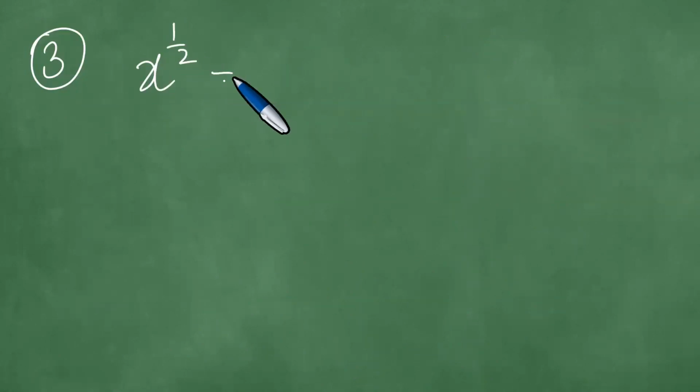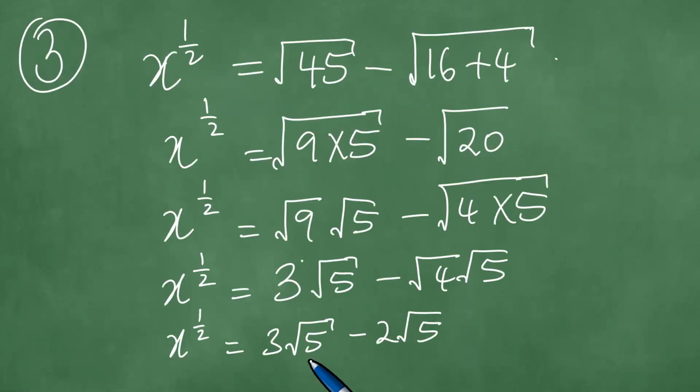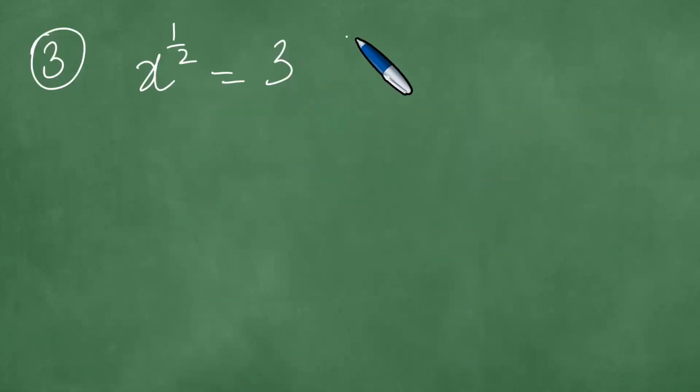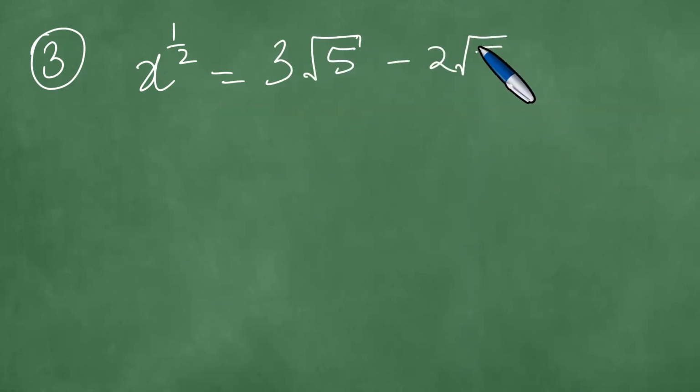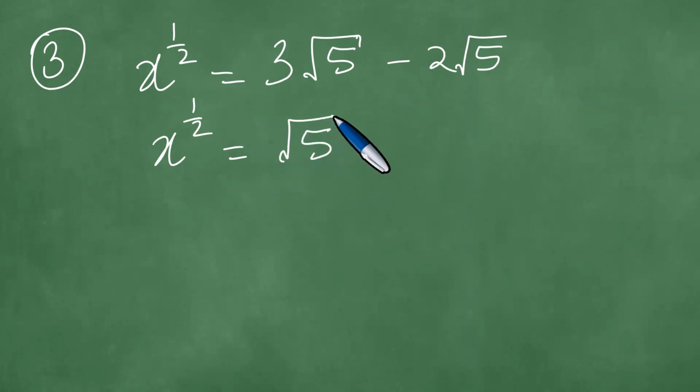Okay, number 3: x to 1/2. And then we have 3 the square root of 5 minus 2 the square root of 5. What is 3 the square root of 5 minus 2 the square root of 5? It is certainly 1 the square root of 5, which is the square root of 5.